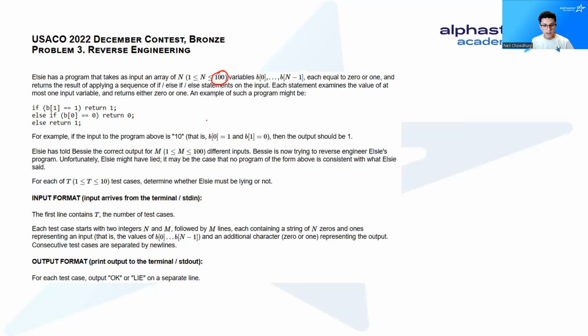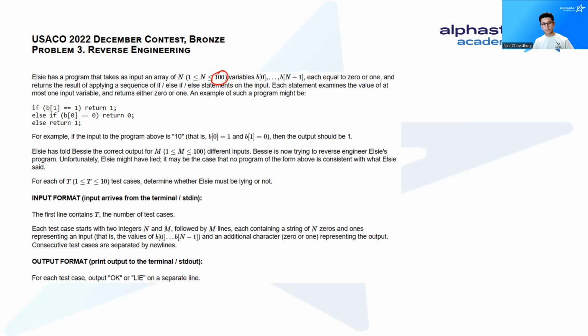And so if the input is 10, then B0 is 1 and B1 is 0. So this will go to the else if because the if will return false, and B0 is 0. So this will also return false, so it'll skip both of these and it'll return 1 at the end. So yeah, then the output would be 1.